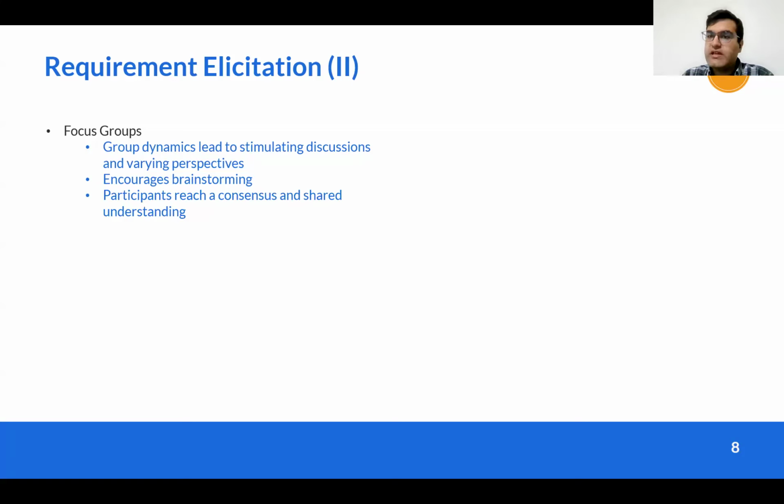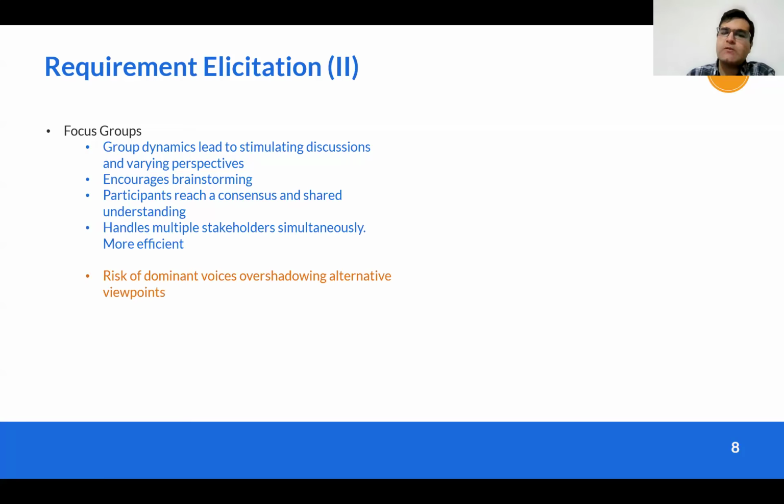And then they'll all discuss, reach a shared decision, a consensus, and understand one another. And this is also more efficient than interviews because in interviews you're doing one-on-one, right? But in focus groups, you're tackling many stakeholders at the same time. So in that sense, it's more efficient.